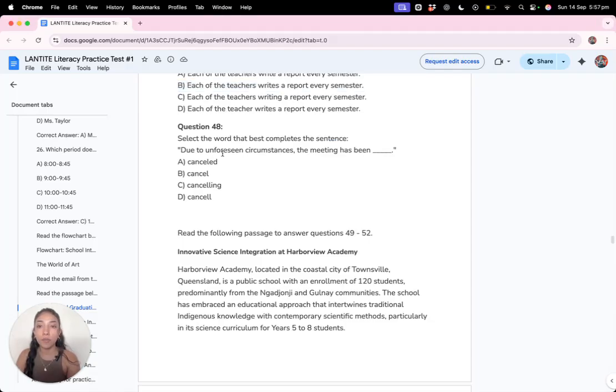Moving on, question 48. This is a spelling question. Select the word that best completes the sentence. Due to unforeseen circumstances, the meeting has been A, cancelled, B, cancel, C, cancelling, and D, cancel. So which of the following do you think is the correct answer? It is A, cancelled. Cancelled is the correct form of the verb in the past tense to complete this sentence.